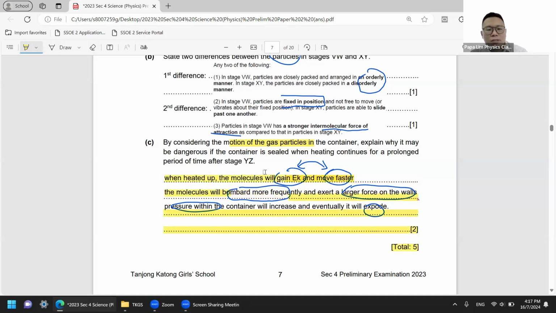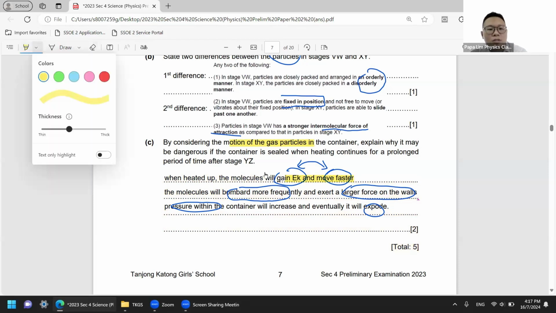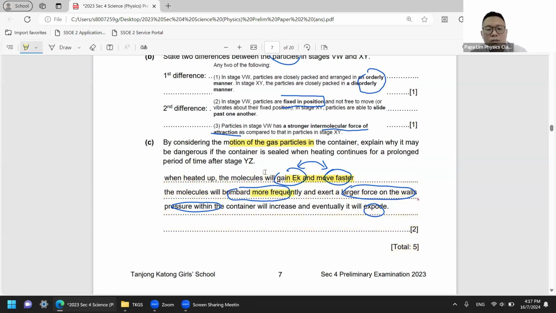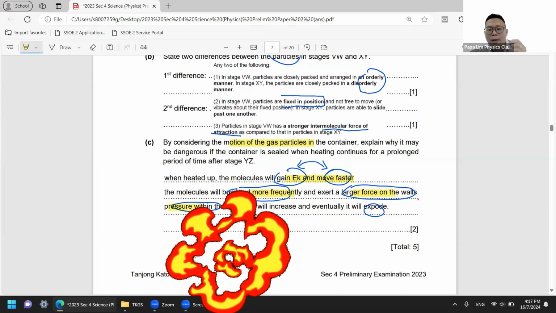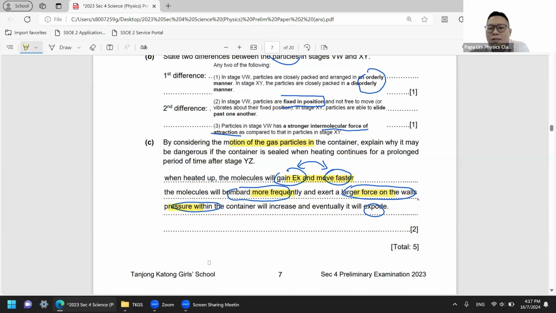The increase in energy actually leads to more collisions. So this is more collisions. Then after that, with more collisions, I have a larger force exerted. And because there's a larger force, the larger force will cause pressure to build up. And when pressure builds up, the pressure will cause the container to explode. That's why it's bad for these particular cases.